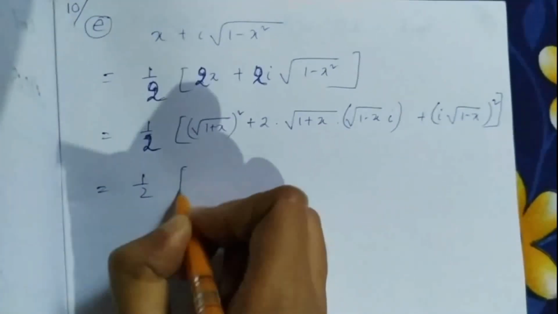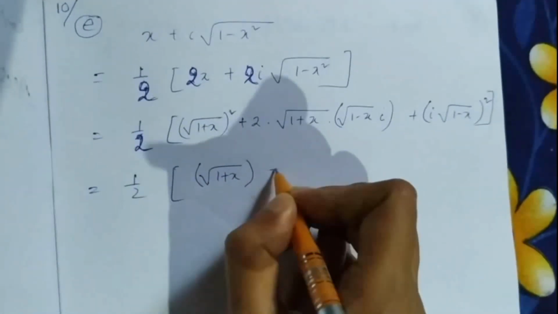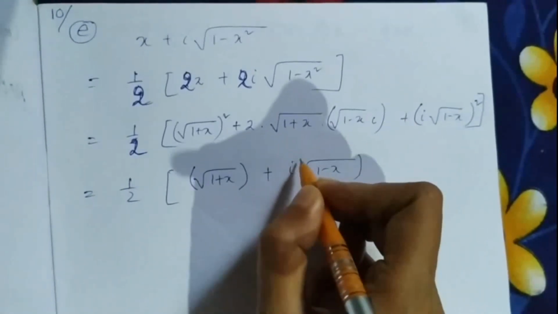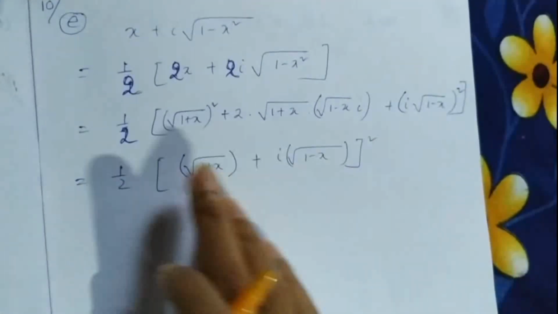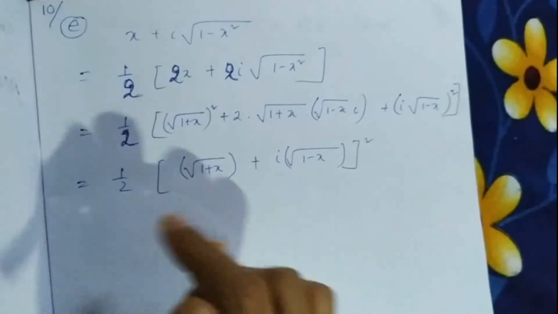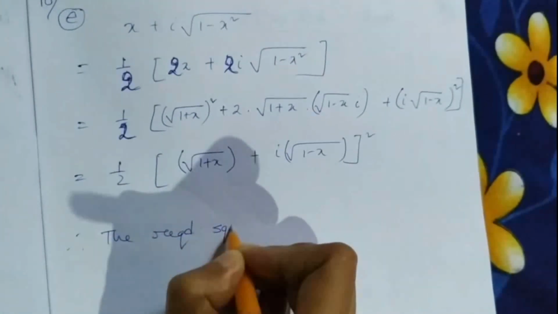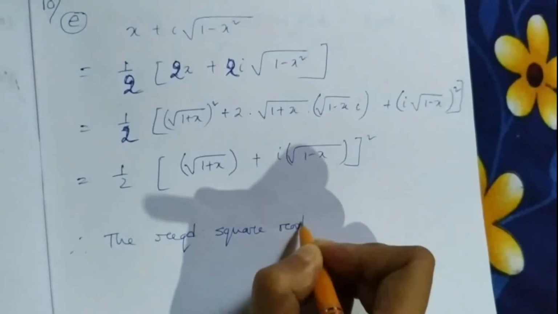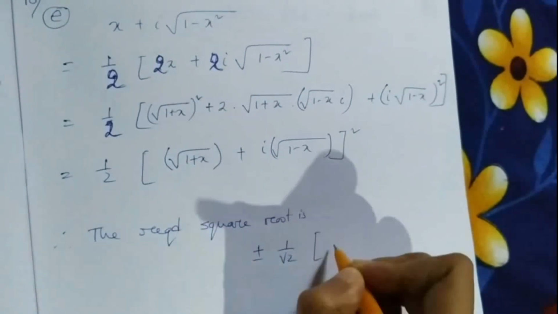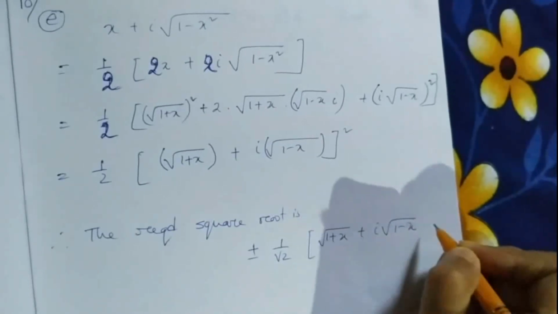So half into root of 1 plus x plus i into root of 1 minus x, whole square. A square plus 2ab plus b square, the formula for a plus b whole square. So therefore the required square root is plus minus 1 by root 2 into (root of 1 plus x plus i into root of 1 minus x).